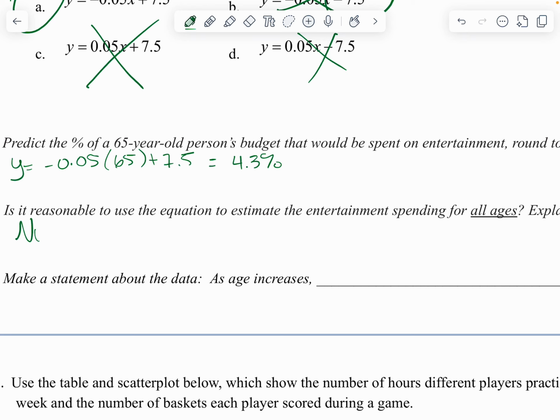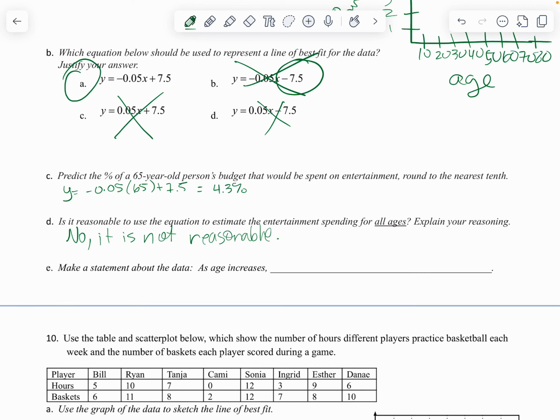Is it reasonable to use an equation to estimate the entertainment spending on all ages? No. It is not reasonable. Especially in this day and age, because a lot more people are using it. As age increases, percent spent decreases. I was still on the last problem.